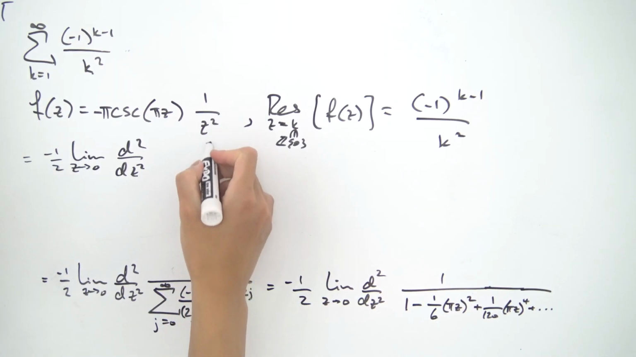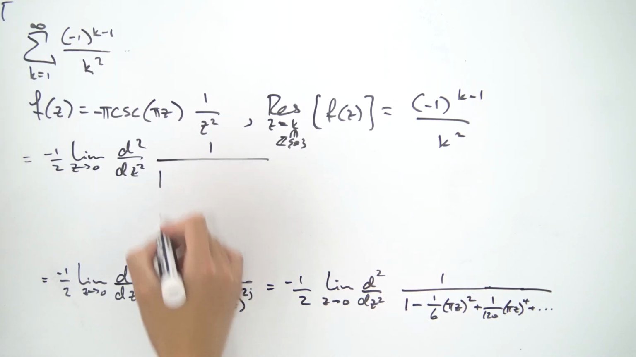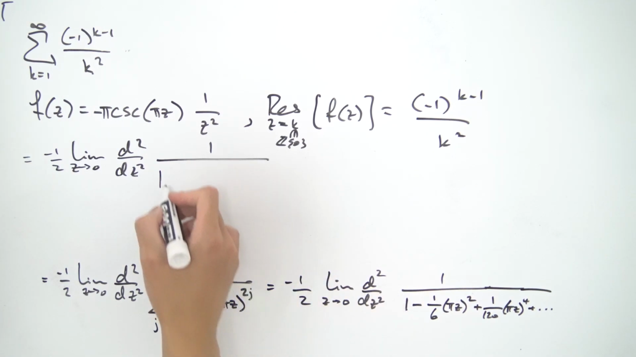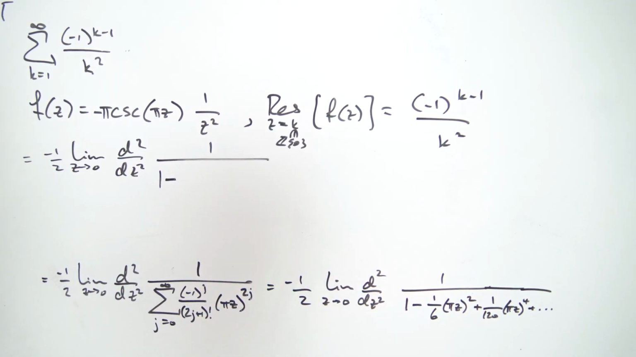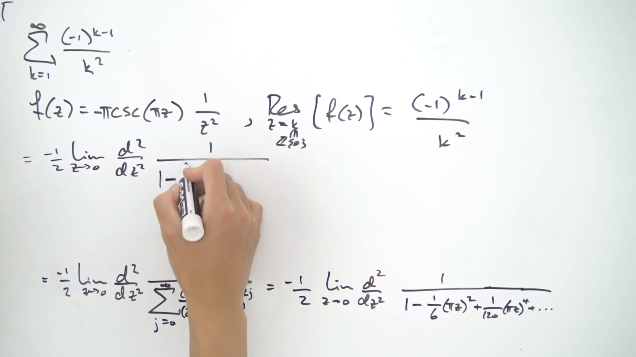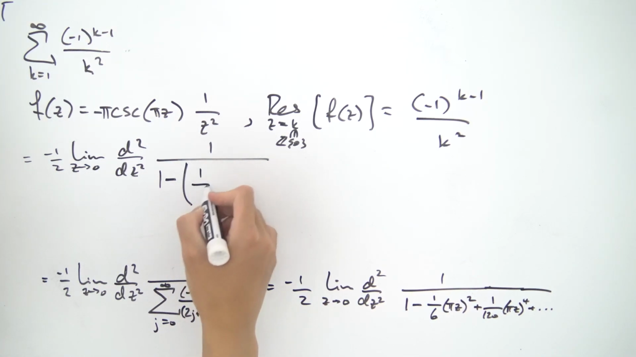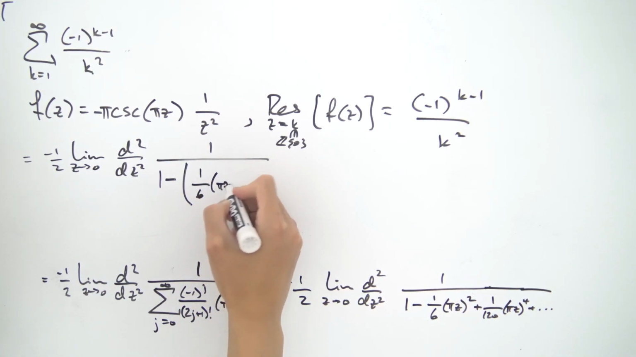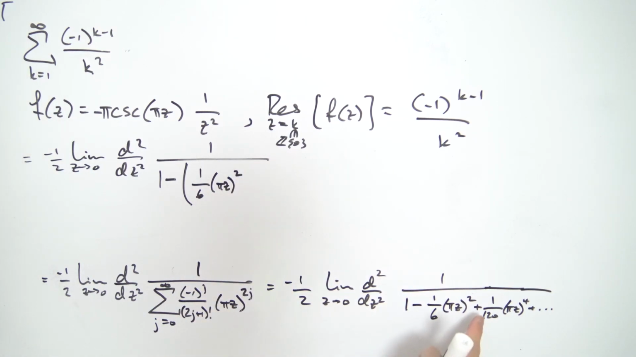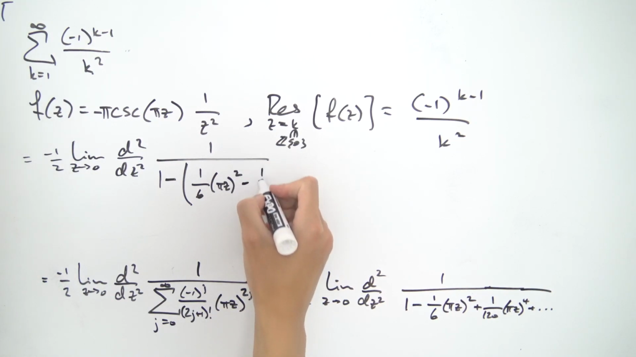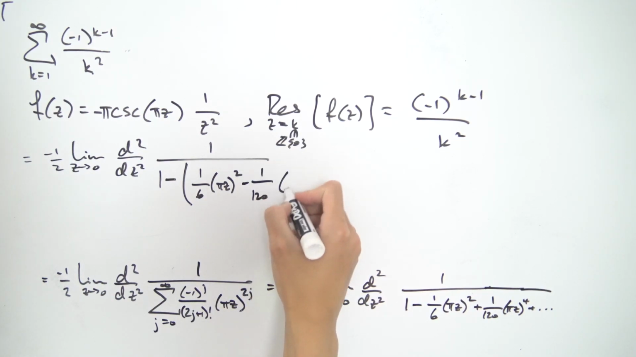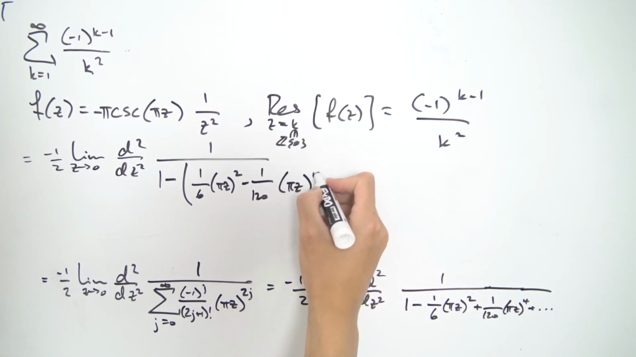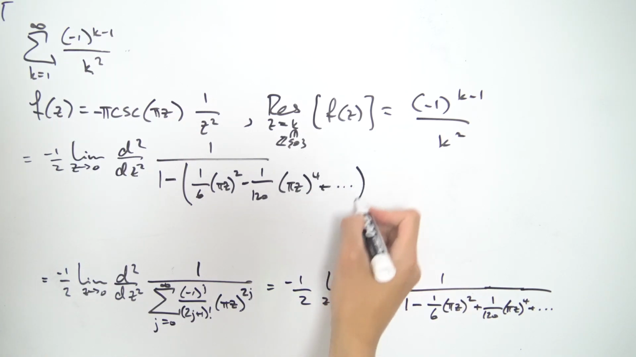So now we have the second derivative of 1 over 1, and then we're going to factor out a minus, so we're going to put out a minus, and then on the inside we're going to have 1/6 pi z squared, and then we factored out a negative, so this plus becomes a minus, so -1 over 120 of pi z to the 4 plus ... like so.